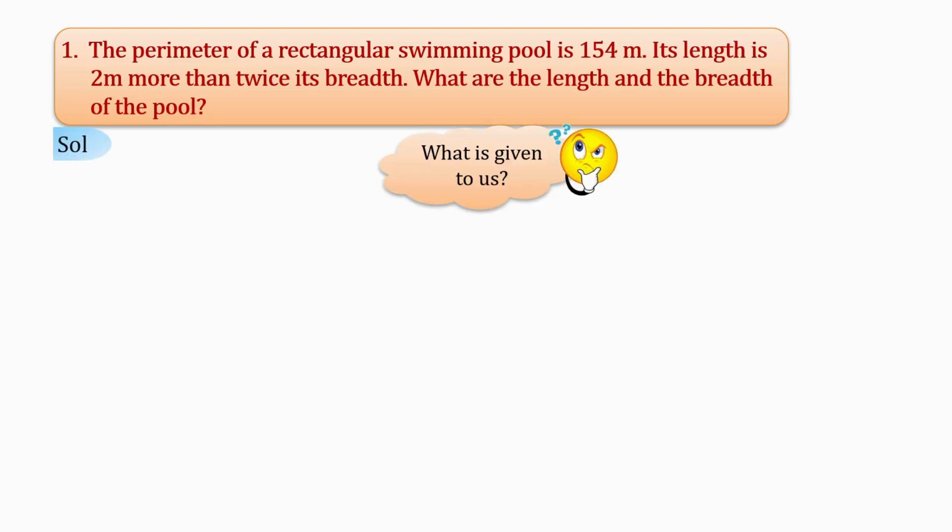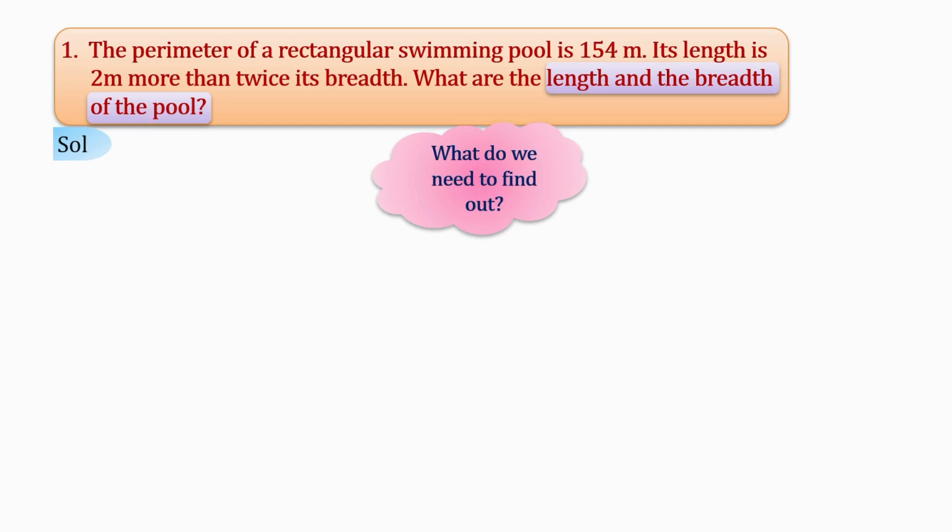So, what is given to us in this question? The perimeter of the rectangular swimming pool is 154 meter. That is given. What do we need to find out? We have to find out the length and breadth of the pool.